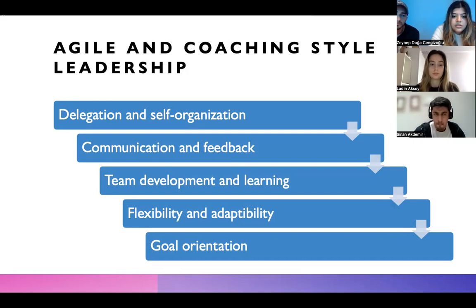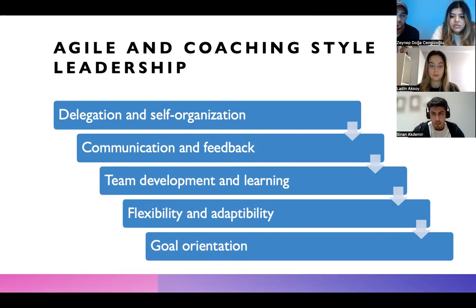Coaching style leadership encourages team members to take ownership of their responsibilities, while agile leadership supports team members in self-organization and participating in the decision-making process. Second one is communication and feedback.